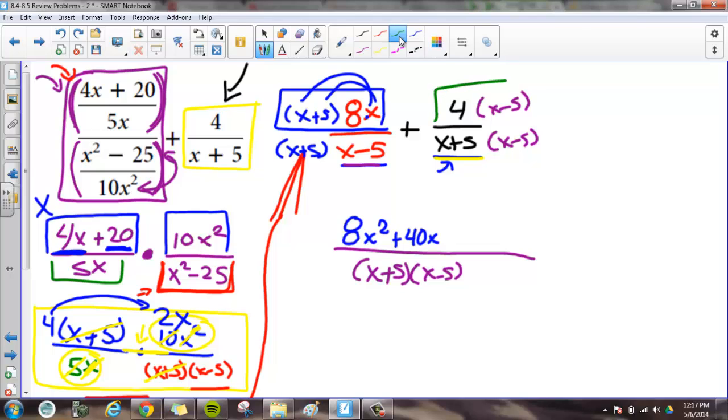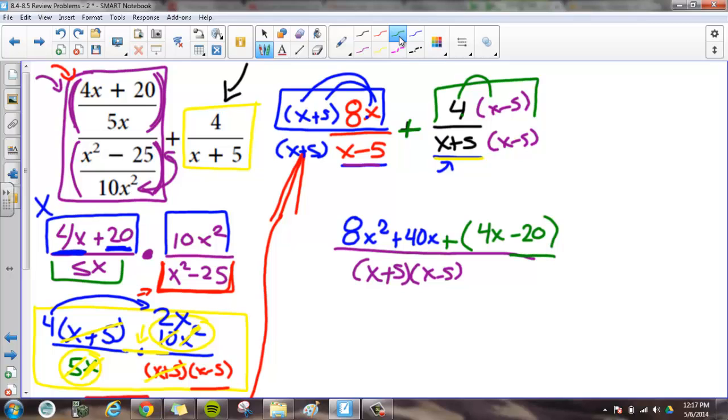Now let's focus on this. Remember, we're adding. So we're going to add this. I like to put parentheses here just to keep track of all the things. Remember, we're going to be adding this whole thing, so if there's a double negative there, we want to keep track of that. We're going to do the 4 times x, which gets us 4x in here, and 4 times negative 5, which gets us negative 20.